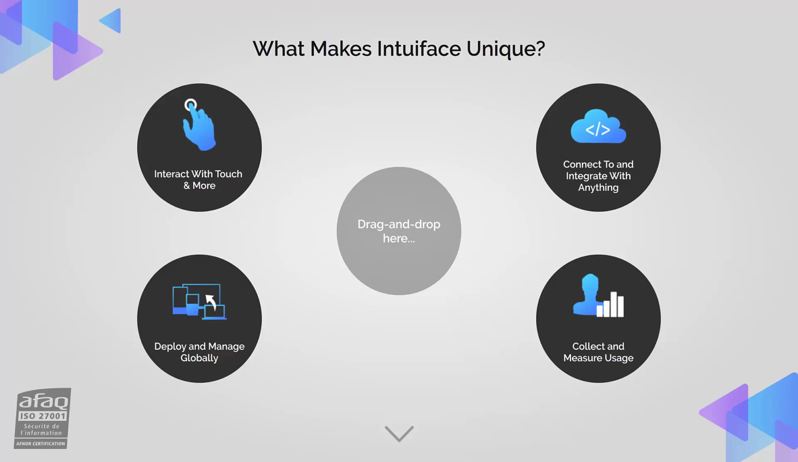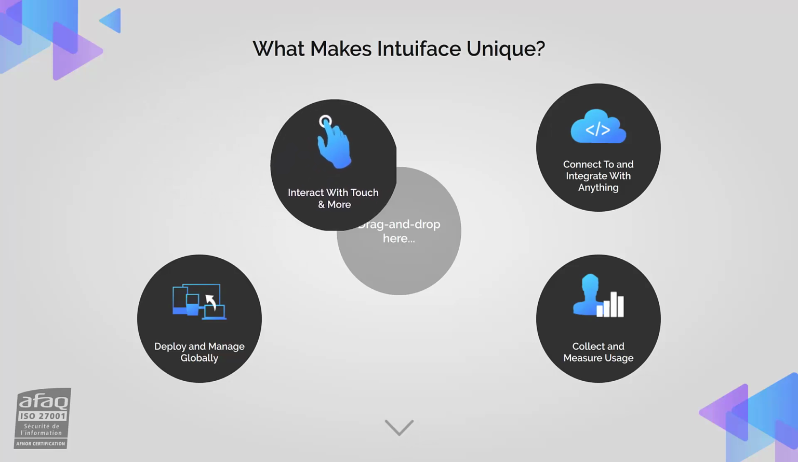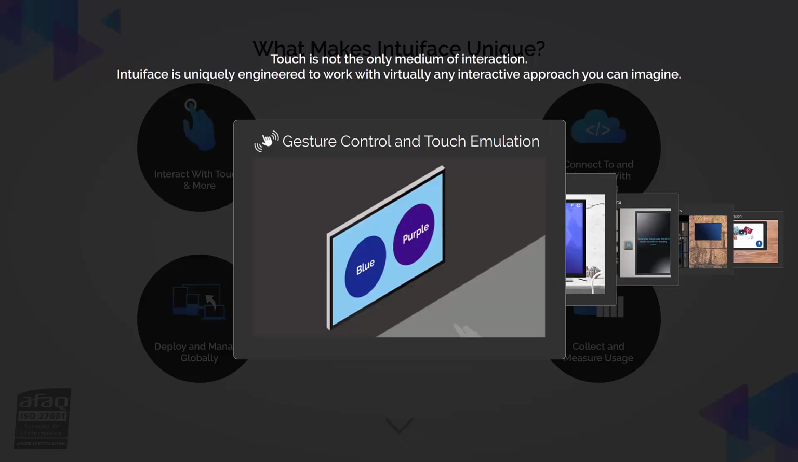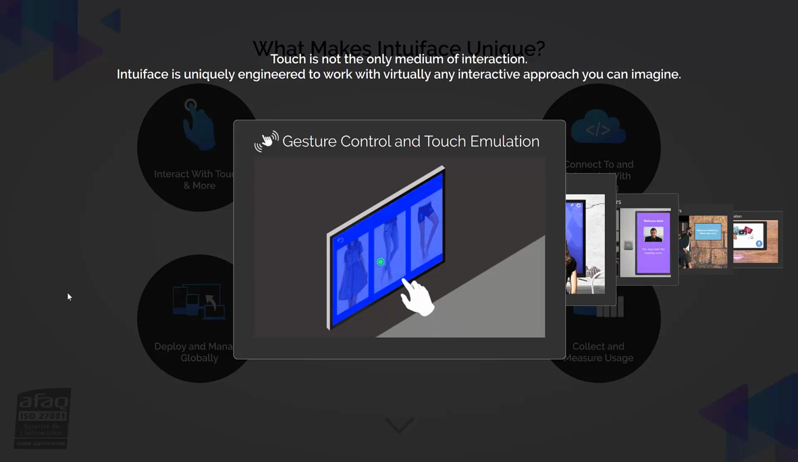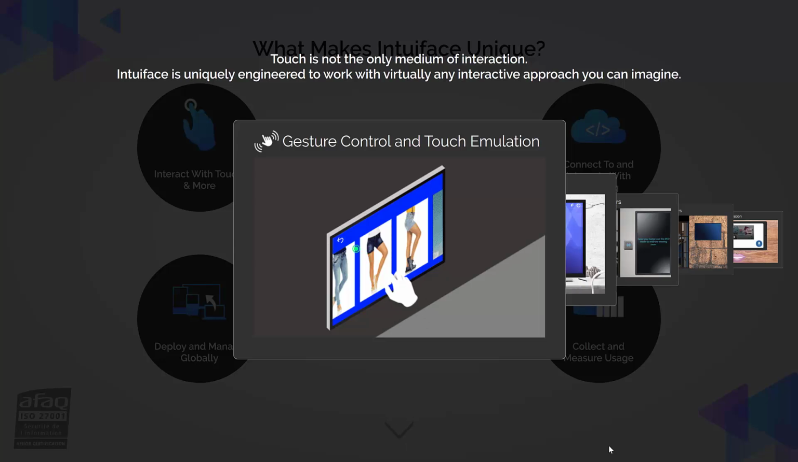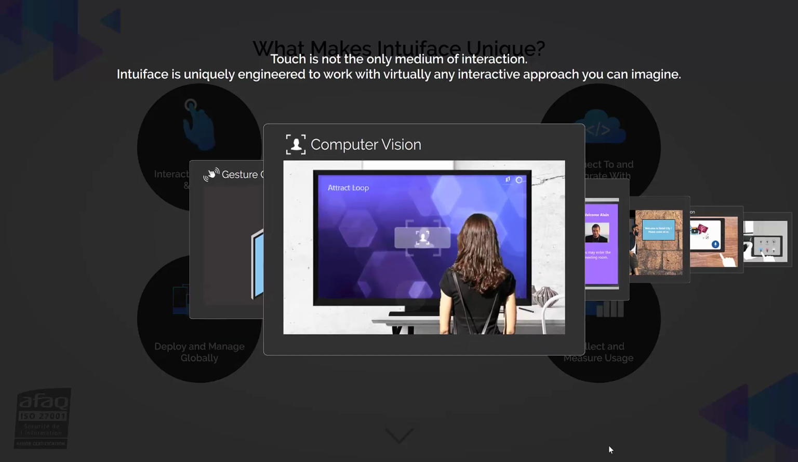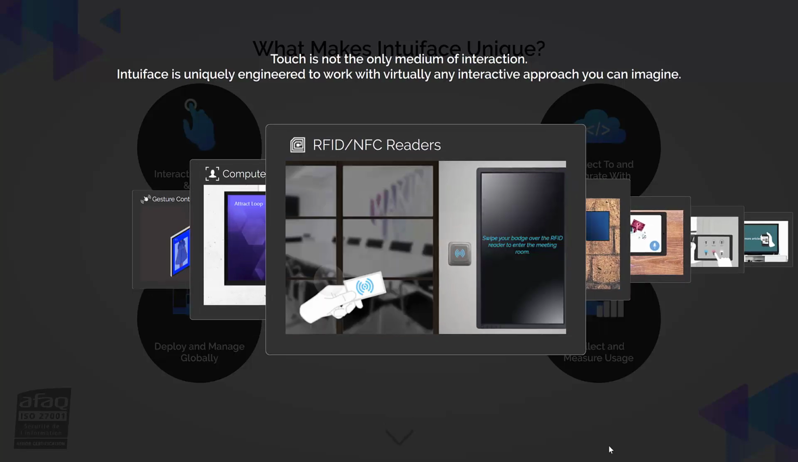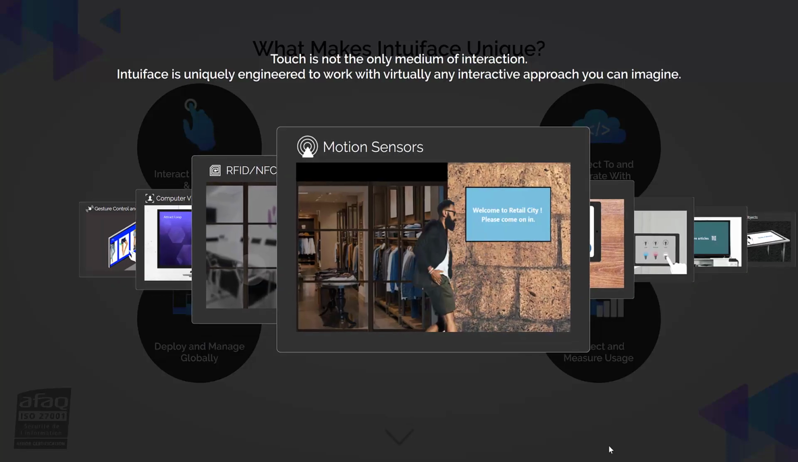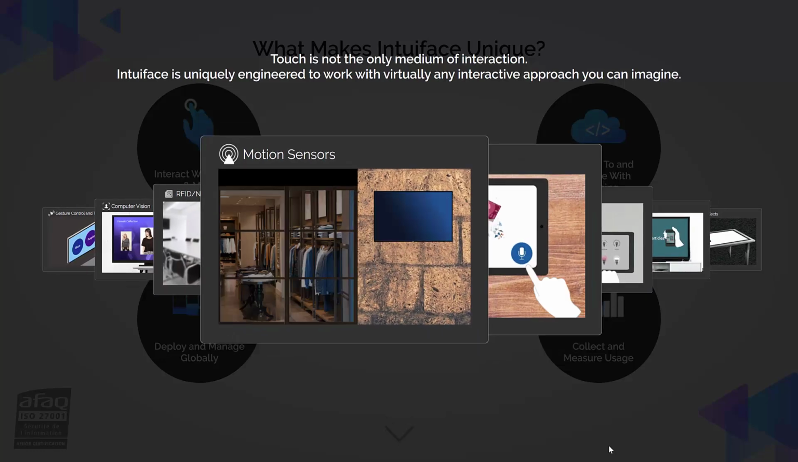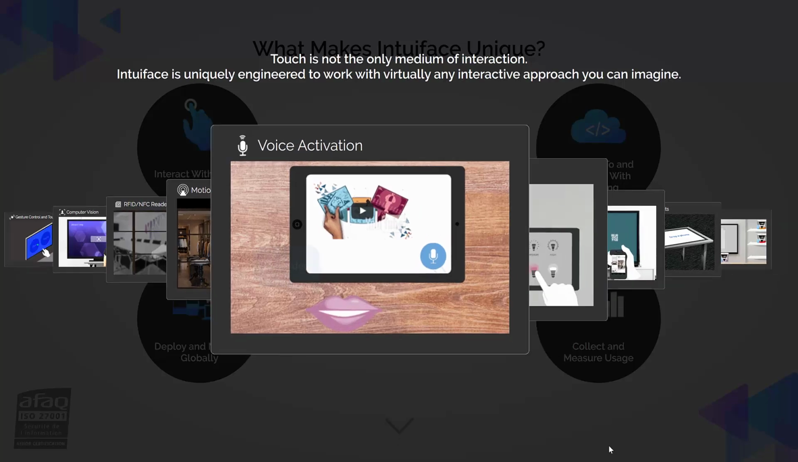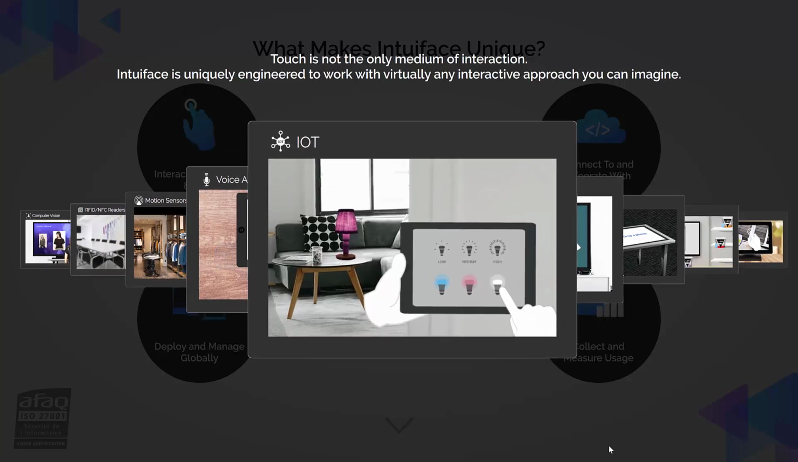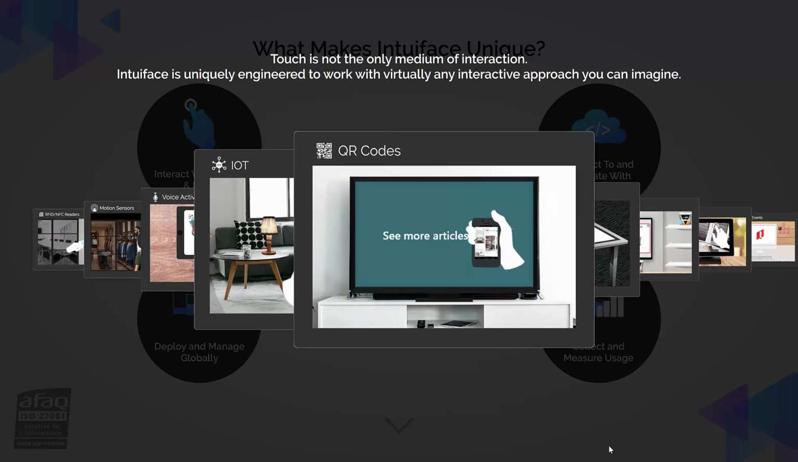Now let's look again at what makes Intuiface unique. We spoke about the various beyond touch options. I'm going to take my finger again, I'm going to take this little circle here in the top left hand corner, and I'm just going to scroll it down, drag it and drop it here. Now I can see all the choices available to me, from gesture and control and touch emulation to computer vision, RFID NFC readers, motion sensors, voice activation, IoT, and the choice goes on and on.